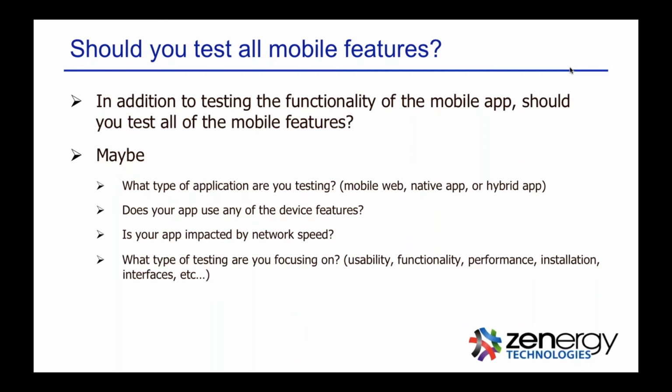Does your app use any of the mobile features we talked about? Is your app impacted by network speed? That's a huge one, right? So if I have a mobile app, right, that does a lot of data processing, you will want to test network speed. Because again, if I'm out there, right, on a 2G network, and it does a lot of processing through the server and stuff like that, your 2G network might slow it down or might even crash the application itself. All right.